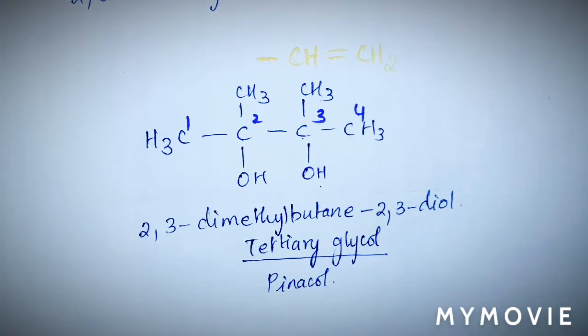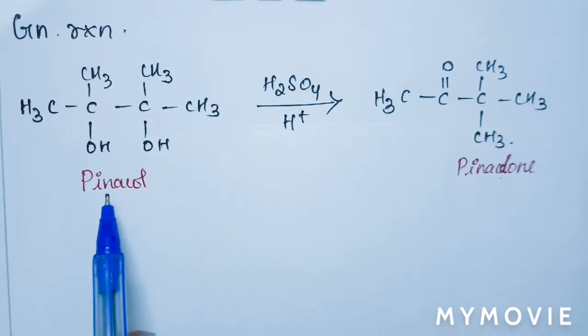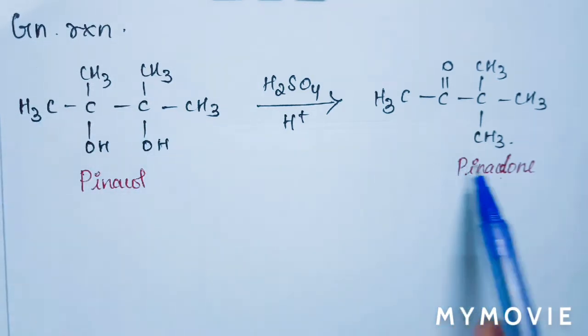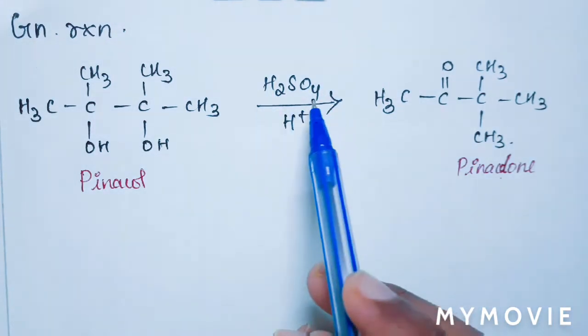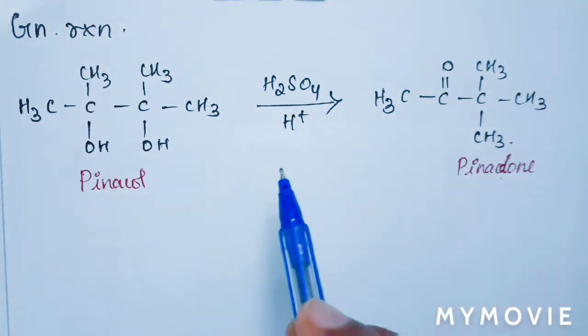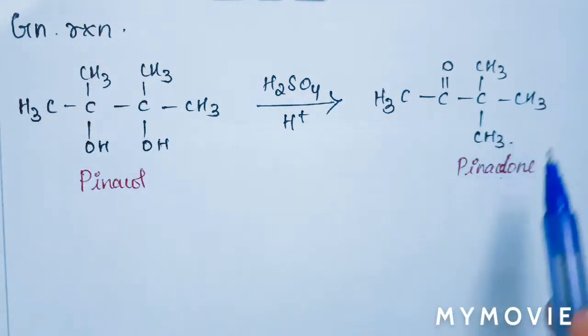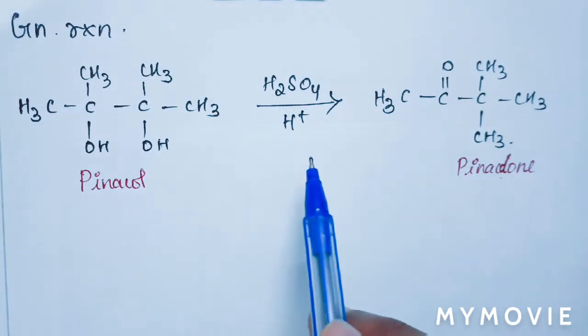Let's look into the general reaction. This is the general reaction for Pinacol-Pinacolone rearrangement. Here you see that Pinacol is the reactant and Pinacolone is the product. We have sulfuric acid as the catalyst. Since it's taking place in the presence of sulfuric acid, we see that this reaction is happening in an acidic medium. So you will have a free proton present.